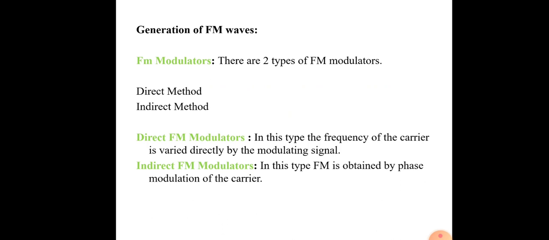That means the FM modulator, that is the generation of FM wave. One is the direct method and another one is the indirect method. In the direct FM modulator, the frequency of the carrier is varied directly by the modulating signal. In the indirect FM modulator, the FM is obtained by phase modulation of the carrier. That means by using phase modulation, we get the FM modulated signal. So that is called the indirect FM modulator.